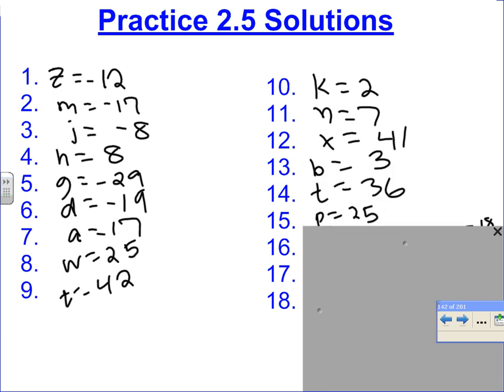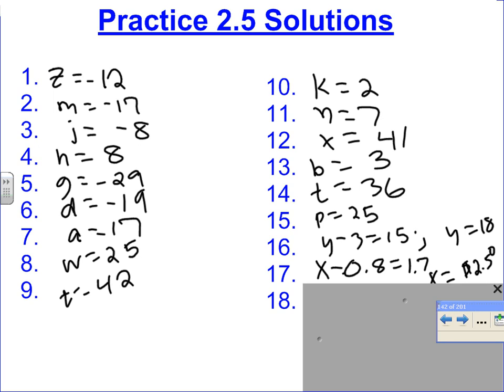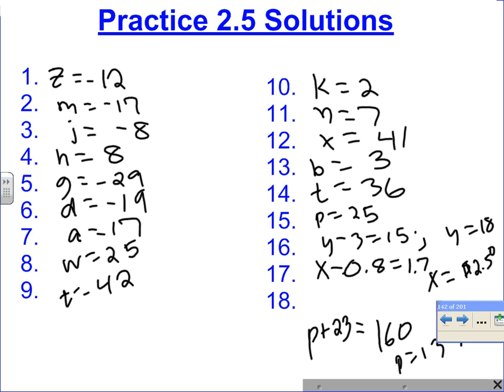Awesome job. Okay, Alyssa, 16. Good job. 18 years old. I also have the expression written up there if you need it. Justin, number 17. Good job. $2.50. Doug, number 18. Good. 137 players. So we'll flip to the next page.